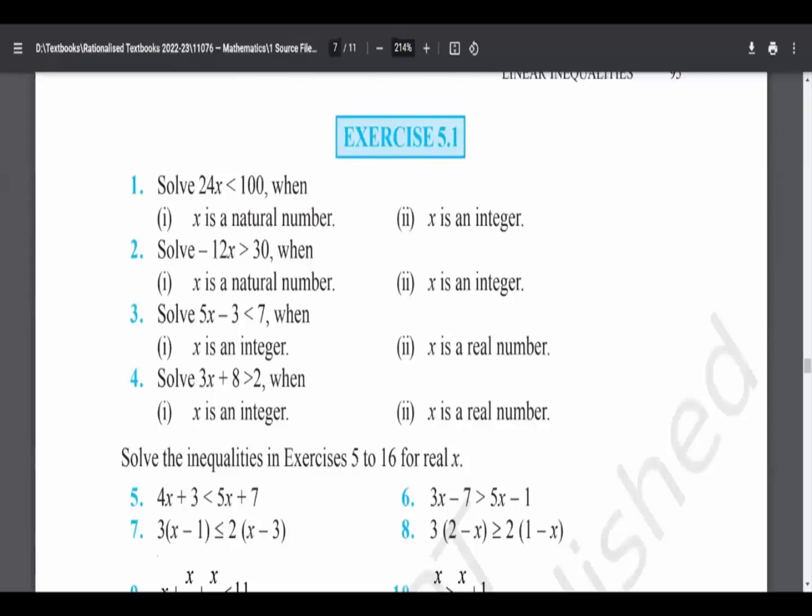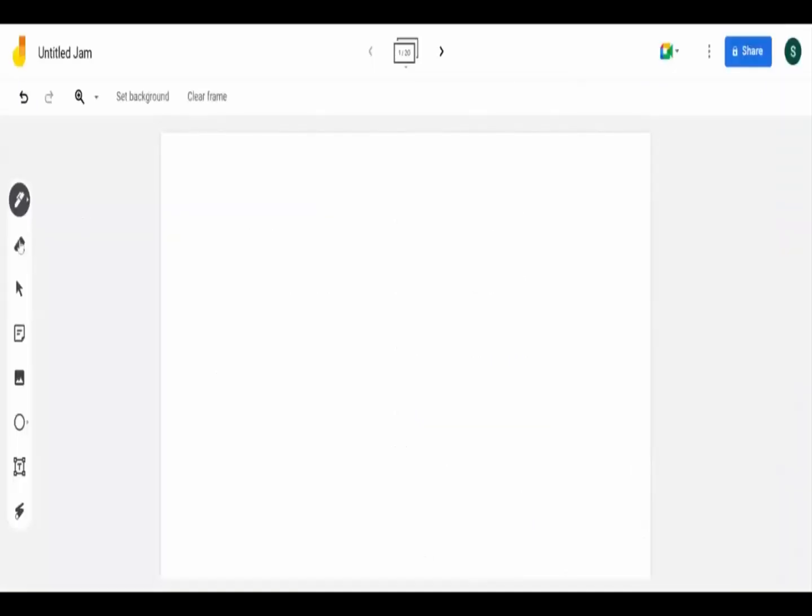So here we can see our first question, that is 24x is less than 100. We have to solve this when x is a natural number and when x is an integer. Okay, so let us start solving this. 24x is less than 100.